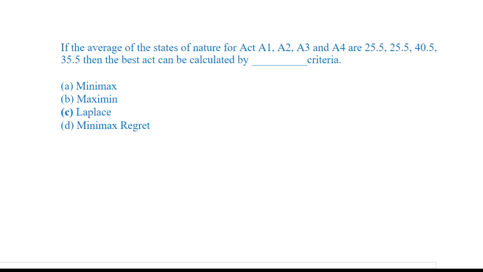If the average of the states of nature for Act A1, A2, A3, A4 are given. What is given? Please understand, the average values of the states of nature. Please refer to the first few minutes of the video. We are taking the same kind of question. The average values were given, right? So whenever the average values are given, what is the approach that we take? We always go for the Laplace criterion to select the best act. Okay? Next question.